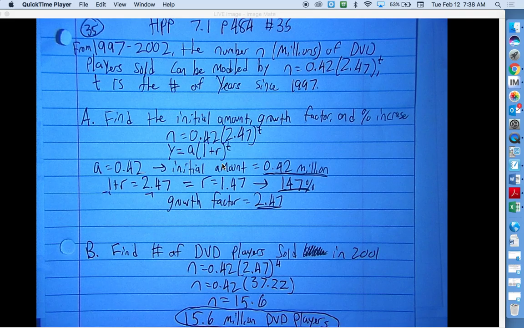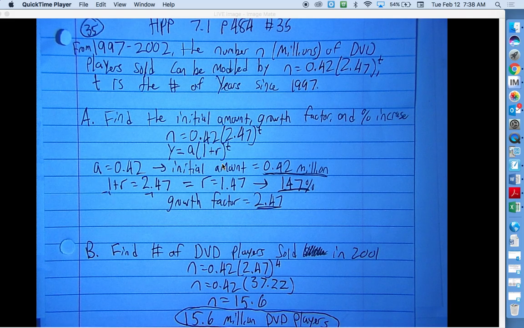So comparing the original equation to the exponential growth equation, you see a corresponds with 0.42, which means the initial amount would be 0.42 million, and 2.47 corresponds with 1 plus r. So you set that up as an equation and subtracting 1, you get 1.47, which equals 147%, and the growth factor is just what you get in the parentheses, which would be 2.47.